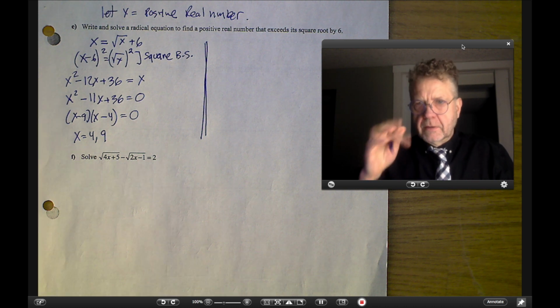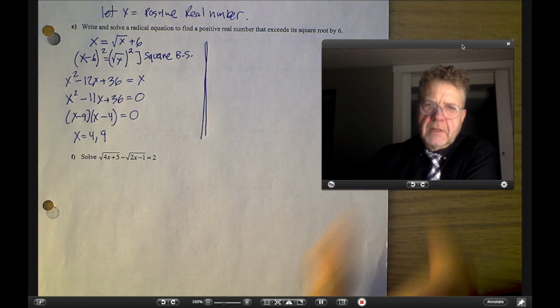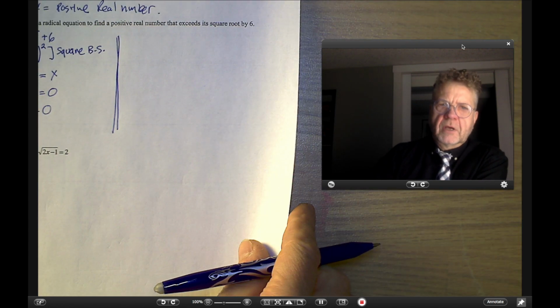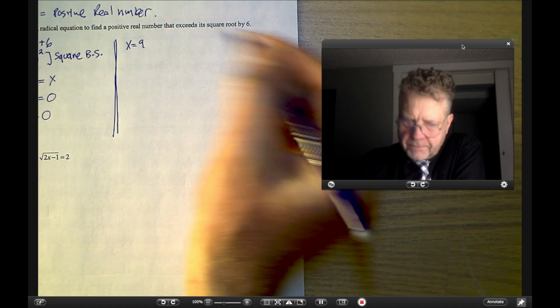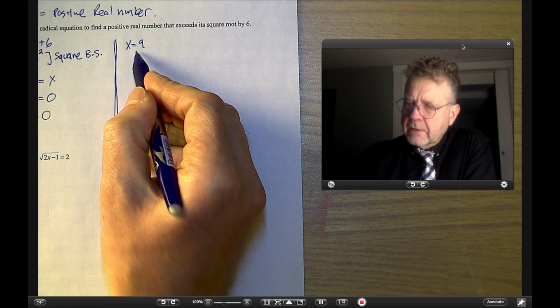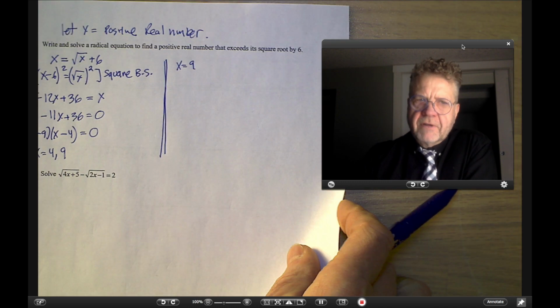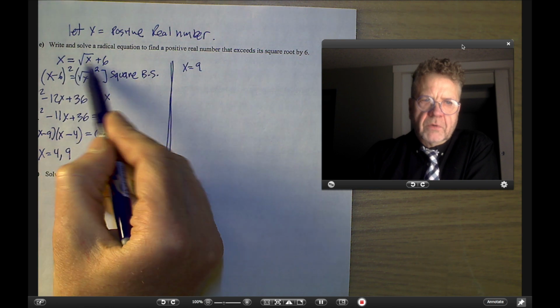At least one, we hope, will work when you verify. So let's verify. I'm going to move this over here a little bit. Okay, so let's verify x equals 9. To verify x equals 9, we're going to substitute 9 in for every location where you see x in the equation x equals square root of x plus 6.